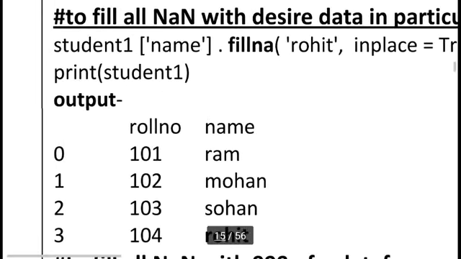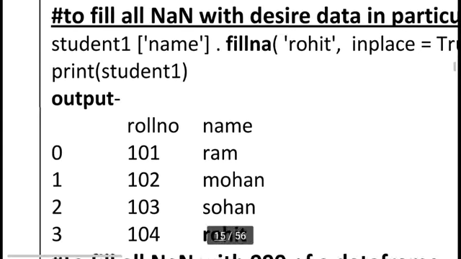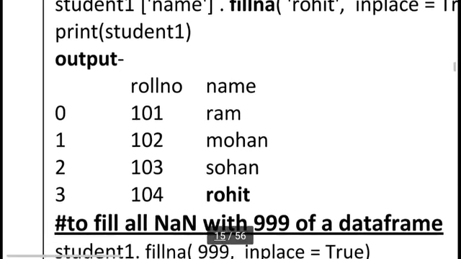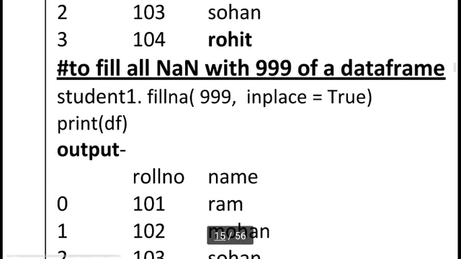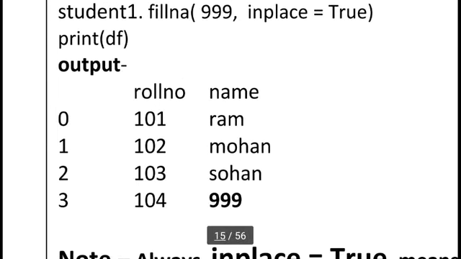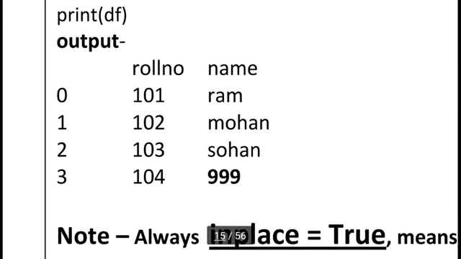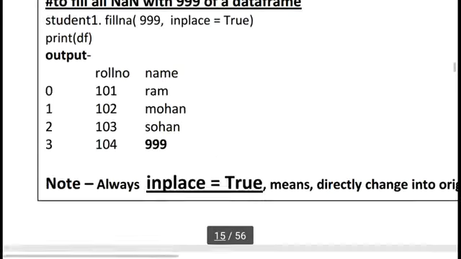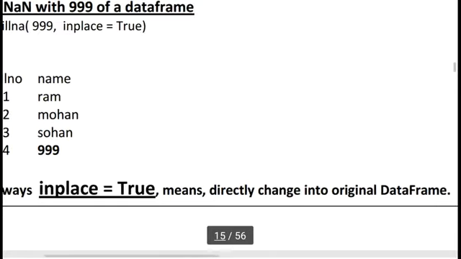We can also change a particular row or column. So we have all types of facility available. This time I replaced all the NaN values by 999. Here I actually have only one value. So you can see 104 has 999. If we have more than one np.nan, then all the values you can see will be 999. Always inplace equal to True means directly change in the data frame.